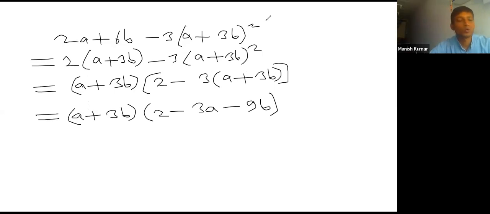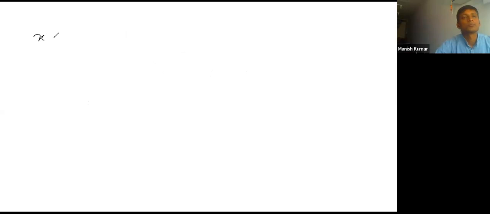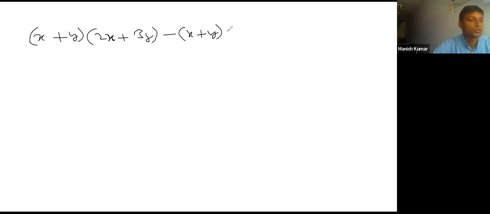I am clearing this page now. Next: (x plus y) into (2x plus 3y) minus (x plus y) into (x plus 1).